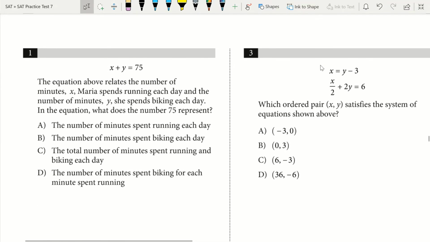Question 1. The equation above relates the number of minutes x Maria spends running each day and the number of minutes y she spends biking each day. In the equation, what does the number 75 represent? Well, that's going to be the number of minutes spent running plus the number of minutes spent biking, so that'll be the total number spent running and biking each day, which is C.